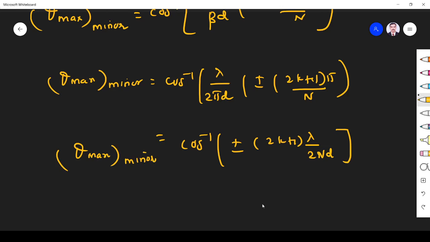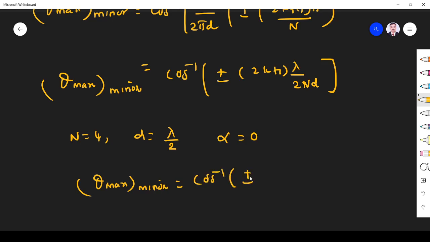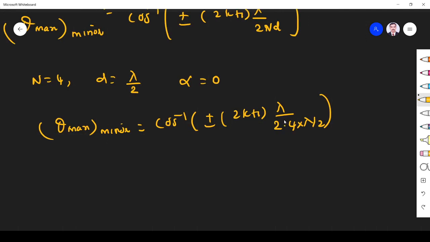Let us assume our array contains 4 elements, so n is equal to 4, and they are separated by a distance of lambda by 2, so d is equal to lambda by 2. Progressive phase shift is 0 for broadside array. So under this condition, theta max for minor lobe is given by cos inverse of plus or minus (2k plus 1) lambda by 2n, with n equal to 4 and d equal to lambda by 2. What will happen? This lambda by 2 will be cancelled.